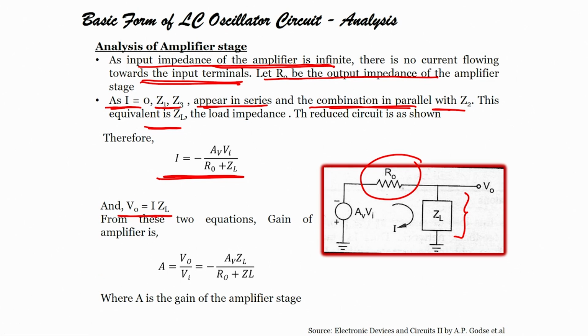So, from these two equations, what will be the gain? Gain is nothing but VO by VI equals minus AV ZL divided by RO plus ZL, where A is the gain of the amplifier stage, right. Very easy to determine this.